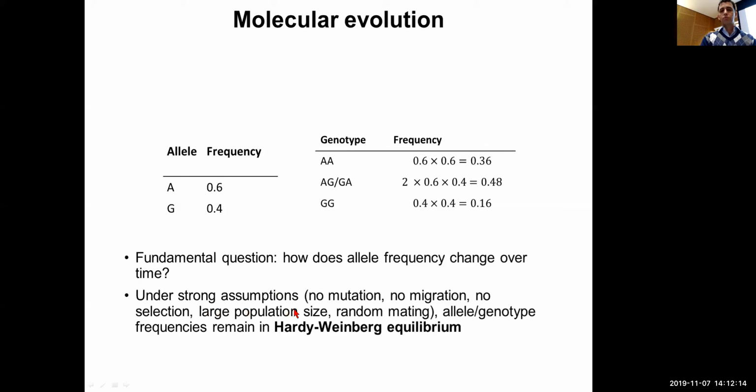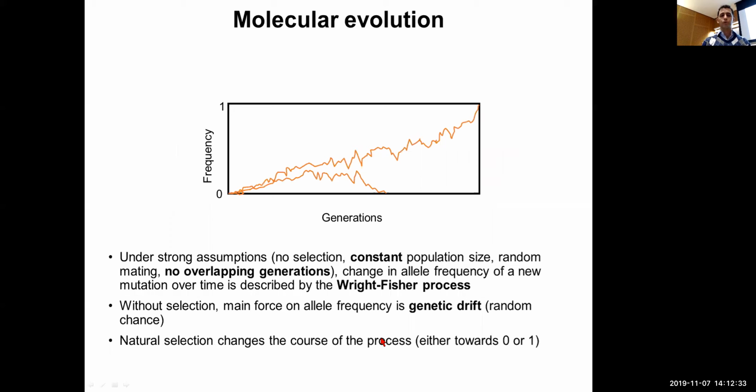Under some very strong assumptions like no mutation, no migration, no selection, large population size, random mating, then A and G will just randomly drift up and down. And they will eventually arrive at what we call Hardy-Weinberg equilibrium. So under these assumptions, a change in allele frequency of a new mutation over time is described by this Wright-Fisher model. This is basically looking at evolution moving forward.